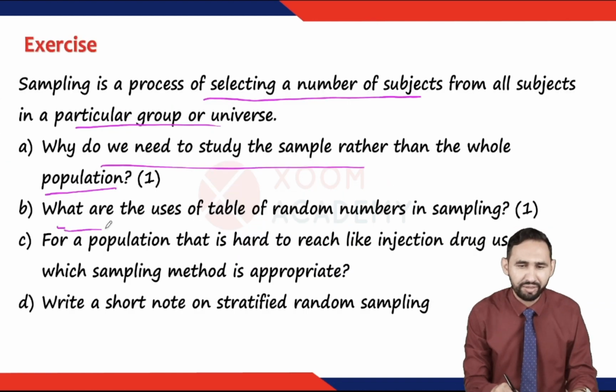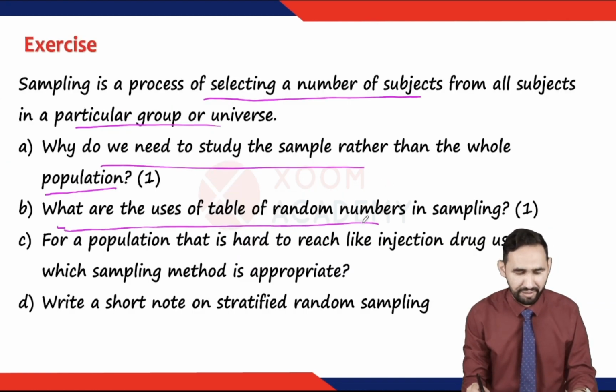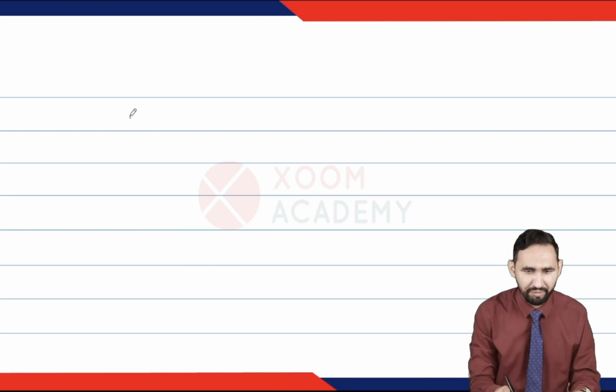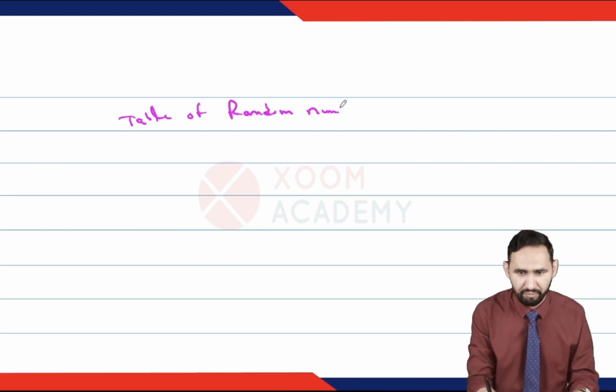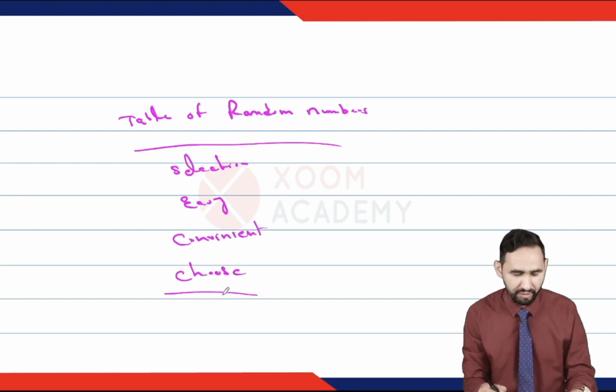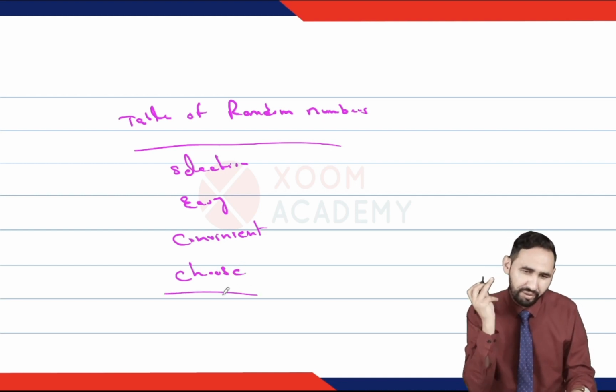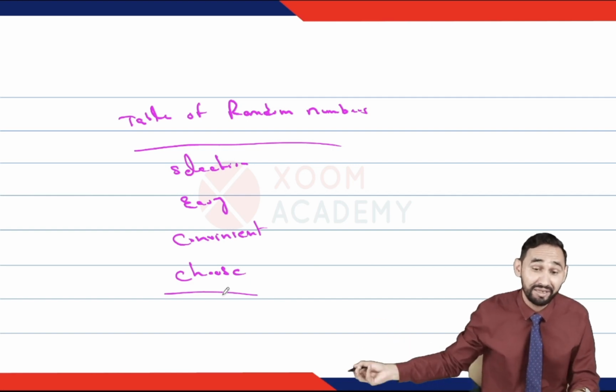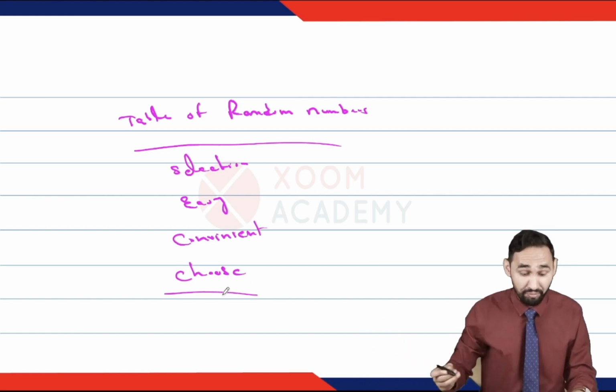B part. What are the uses of table of random numbers in sampling? Table of random numbers helps in selection of sampling. Help in selection. It is easy. It is convenient. We choose an appropriate sample from the table of random numbers. So the basic use of a table of random numbers is selection. It makes selection easier, convenient, and you choose an appropriate technique.